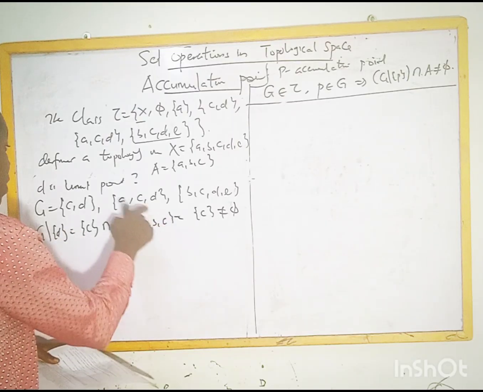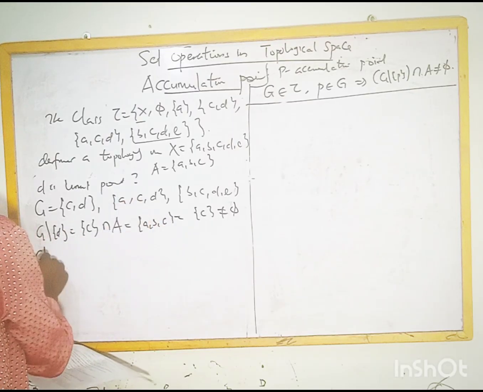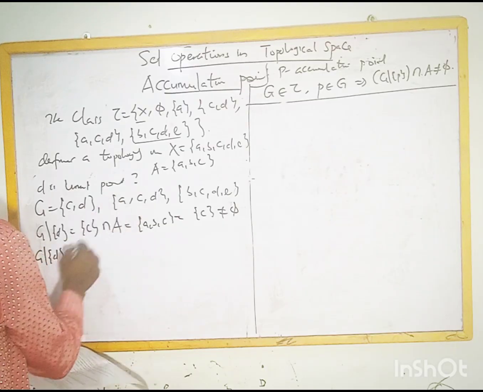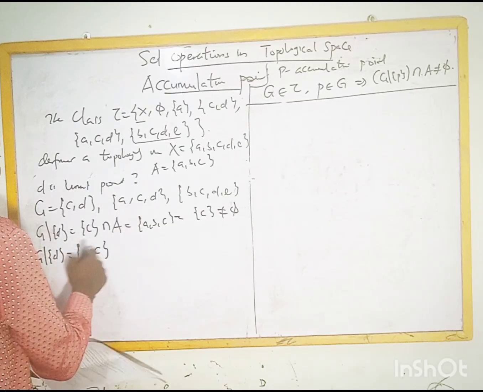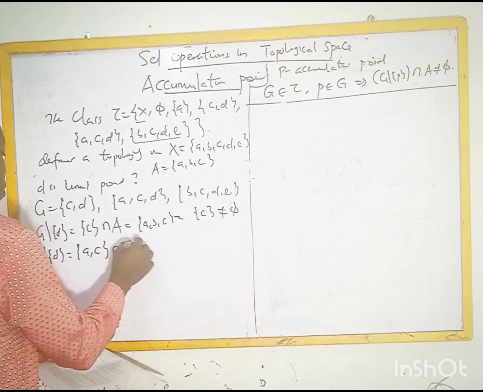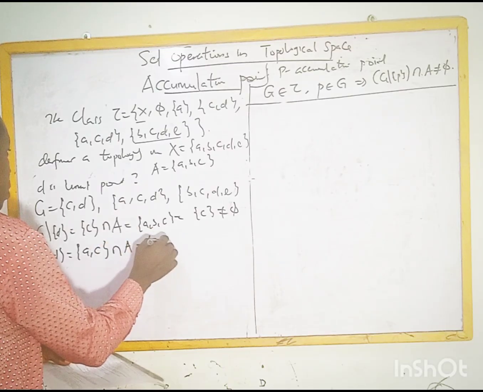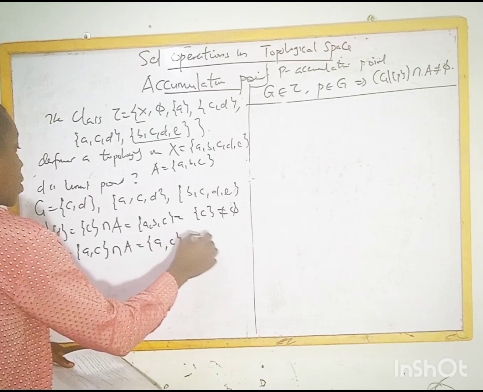So the second one, that's for D now. Let's pick this one again. G slash D. Remove D from here. Now what do you have? I have AC. How's that? So at AC intersection A will give us what? A, C, which is not empty.